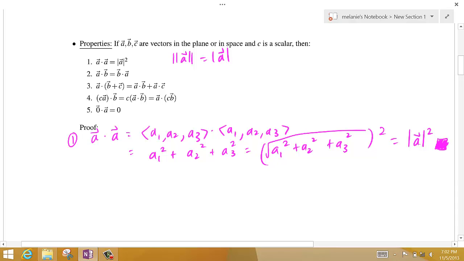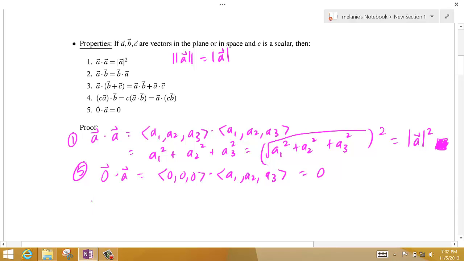Let's look at a different one. Let's look at maybe number 5. If I have a 0 vector dotted with vector A, well, the 0 vector just has 0 in all its components. I'm just showing one that has 3 dimensions. So A1, A2, A3. If I do 0 times each component, I end up with 0. That was pretty obvious.